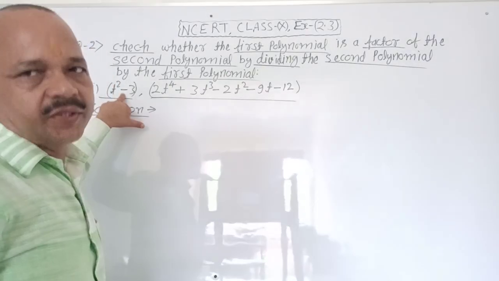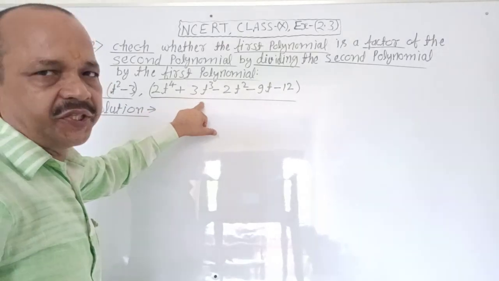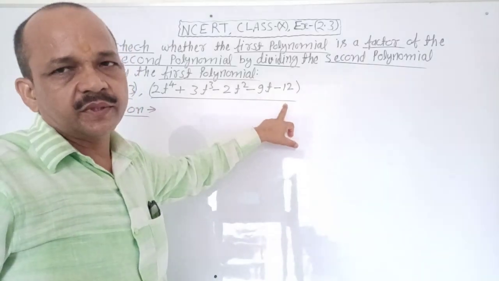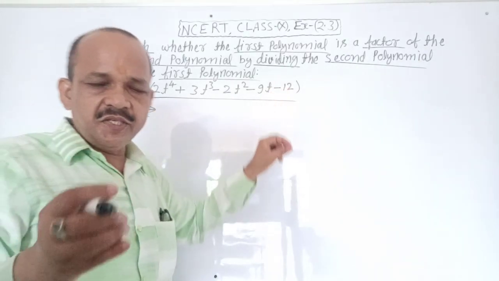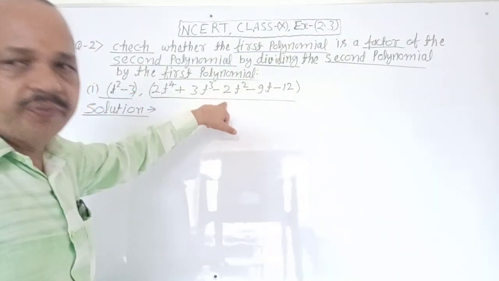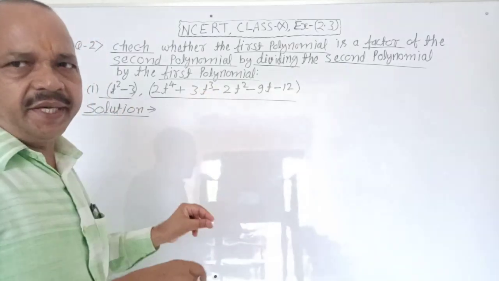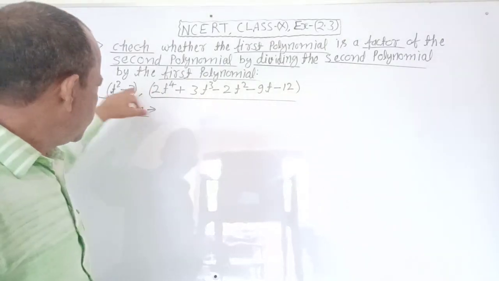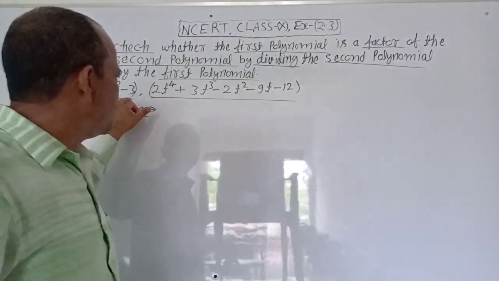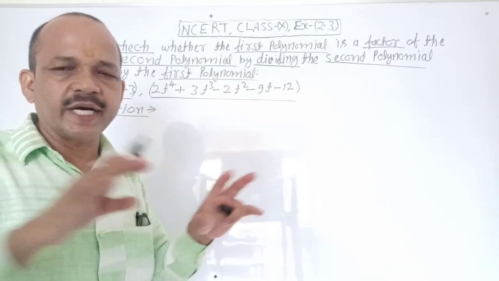t square minus 3 is the first polynomial. 2t power 4 plus 3t cube minus 2t square minus 9t minus 12 is the second polynomial. It means you check whether the first polynomial is a factor of the second polynomial by the dividing method. It means you divide the second polynomial by the first polynomial, and in this way you check whether the first polynomial is a factor of the second polynomial or not. It is clear, no confusion about it.